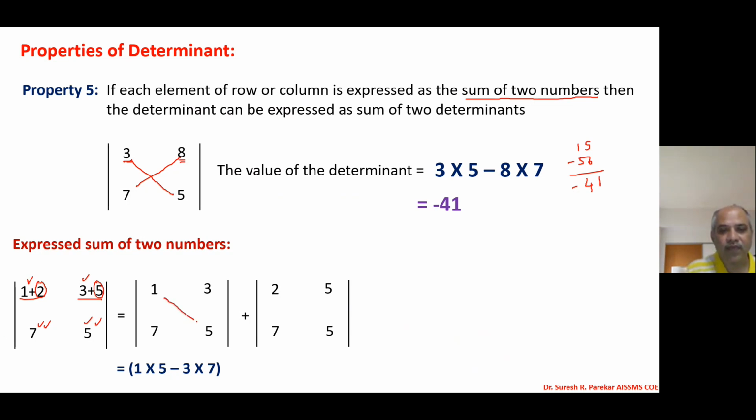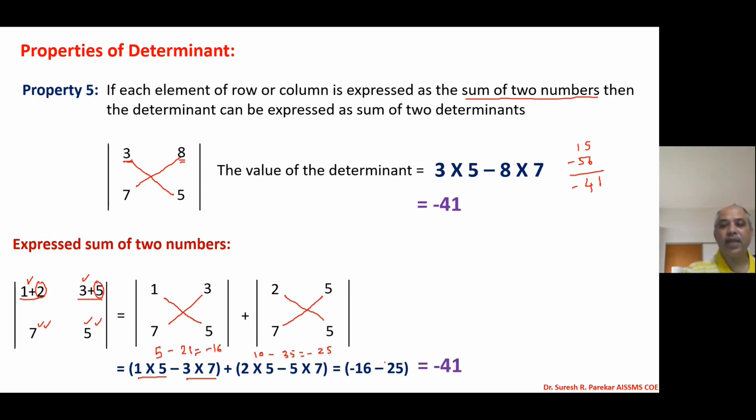So we have 1 into 5 minus 3 into 7. Then plus we have 2 into 5 minus 5 into 7. So we have 1 into 5, this will be 5 minus 21, so it comes minus 16, and 10 minus 35 comes minus 25. And then we get this value as minus 16 minus 25 equal to minus 41.